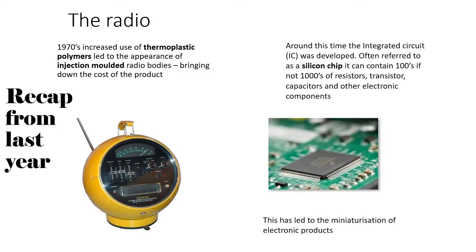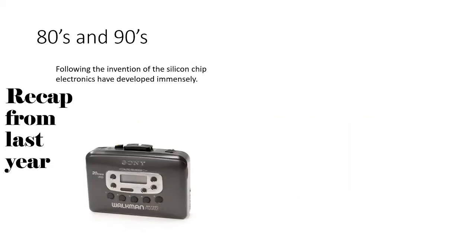At this time as well, you got the introduction of the silicon chip. What this allowed you to do was miniaturize electronic products. You have these tiny little circuit boards now, because in these chips you'd have hundreds or thousands of transistors and other components. That meant you didn't need such a huge amount of things on the inside, which led to another step in things becoming more portable again.